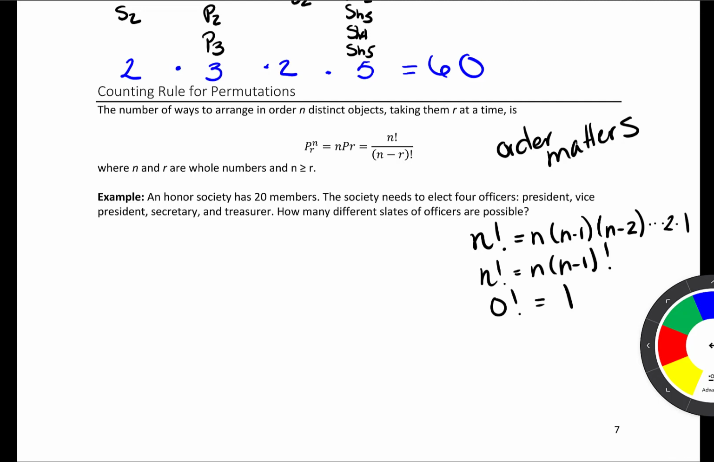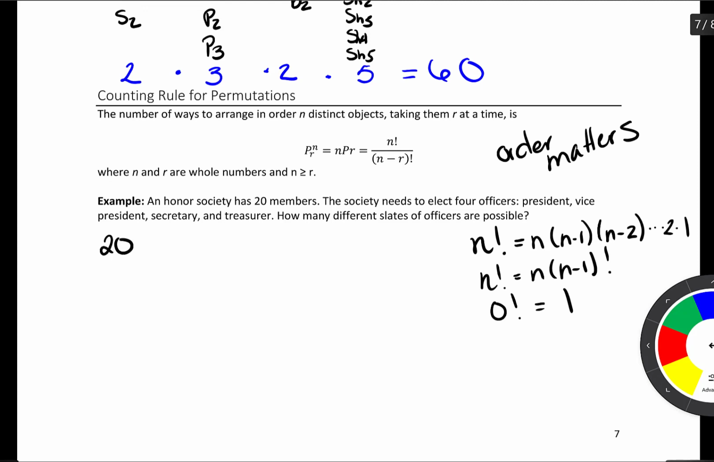Alright, an honor society has 20 members. The society needs to select 4 officers: president, vice president, secretary, and treasurer. How many different slates of officers are possible? So notice here we've got 20 different people. We're going to select 4 of them. The order in which we select the 4 different people matters because that order is going to tell us who's president, vice president, secretary, and treasurer. So in other words, what we're saying here is we have 20 people and we need a permutation of 4.